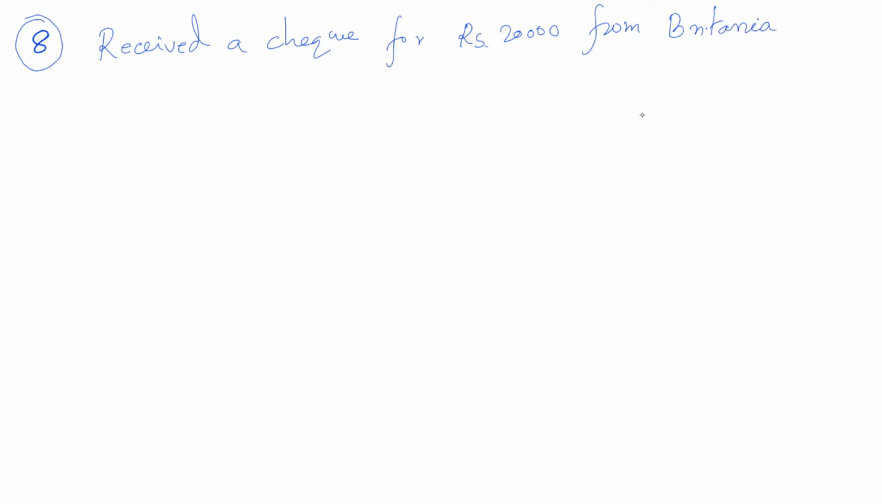Now say for example, we have received cash from... not cash, okay, received a check for rupees 20,000. We sold goods to Britannia, no? So we have received money from Britannia. Okay. So what will be the journal entry?